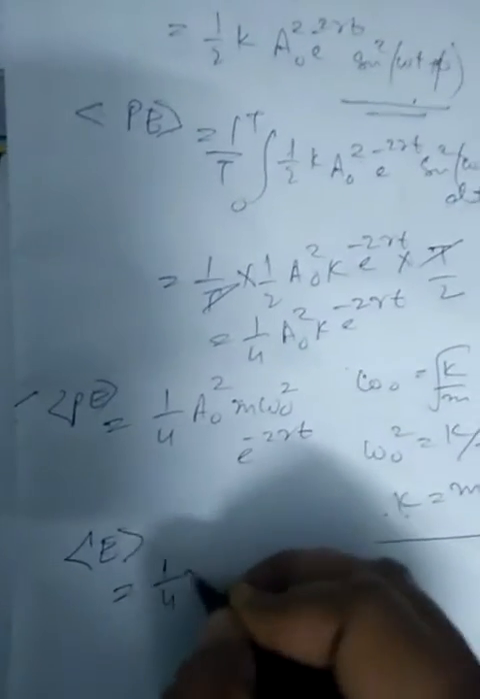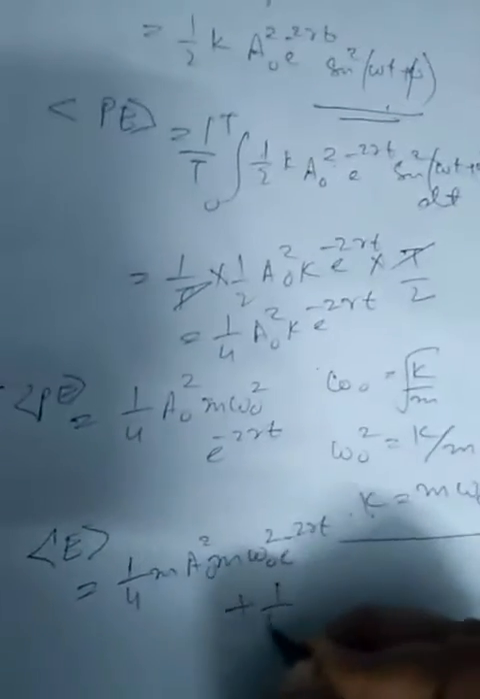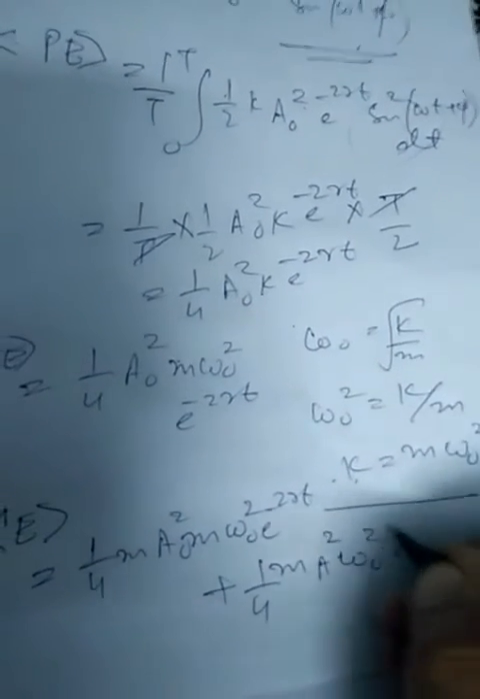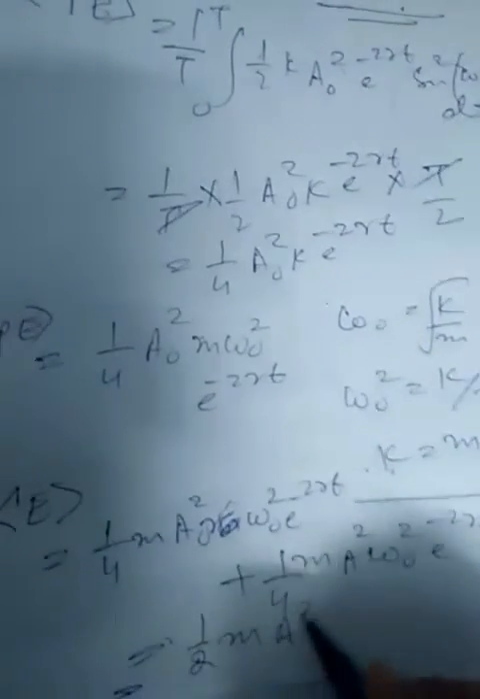So that will be 1/4 m a naught square m omega naught square e raised to power minus 2 gamma t, plus 1/4 m a square omega naught square e raised to power minus 2 gamma t. So this extra m has been added out. So it will be 1/4 plus 1/4 is 1/2 m a square omega naught square e raised to power minus 2 gamma t. So that is the average energy loss which has been found. So then we can find out the power.